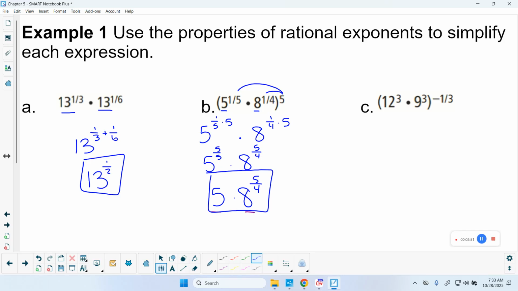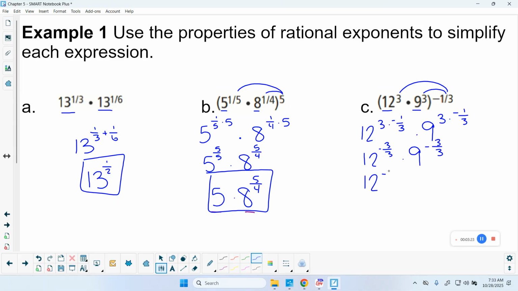With C, 12 to the 3rd times 9 to the 3rd, all raised to the negative 1/3. So again, this one, our bases are different, so we can't do anything. So we're going to take the negative 1/3 and we are going to distribute it inside. So this will be 12 to the 3 times negative 1/3 times 9 to the 3 times negative 1/3. So when we multiply this, we're going to get 12 to the negative 3/3 times 9 to the negative 3/3, which would just be 12 to the negative 1st times 9 to the negative 1st.